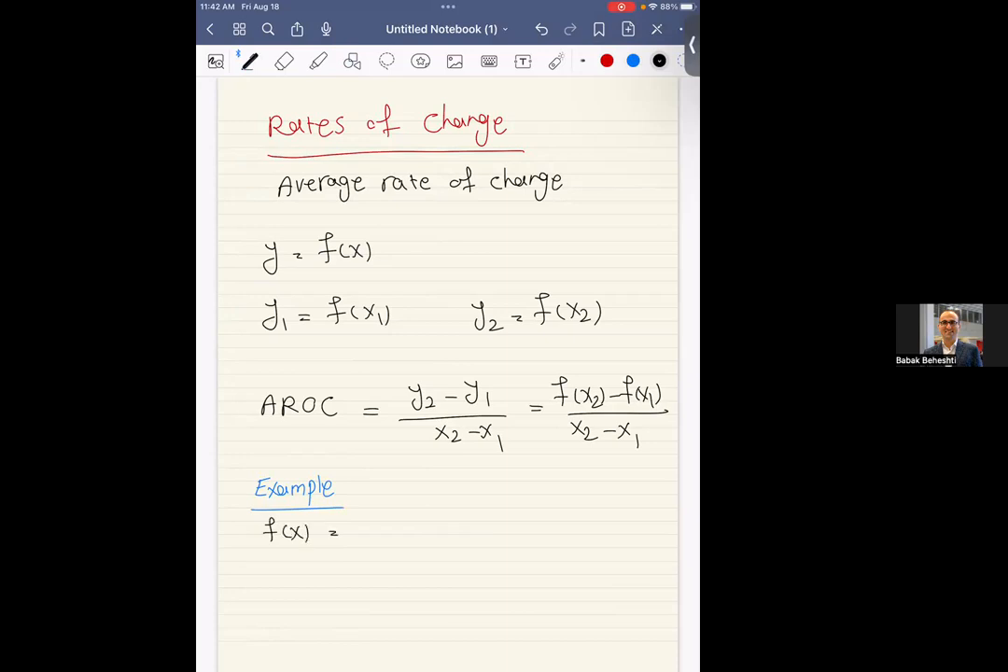For example, imagine that f of x is x squared plus 1. So we want to find the average rate of change in the interval.